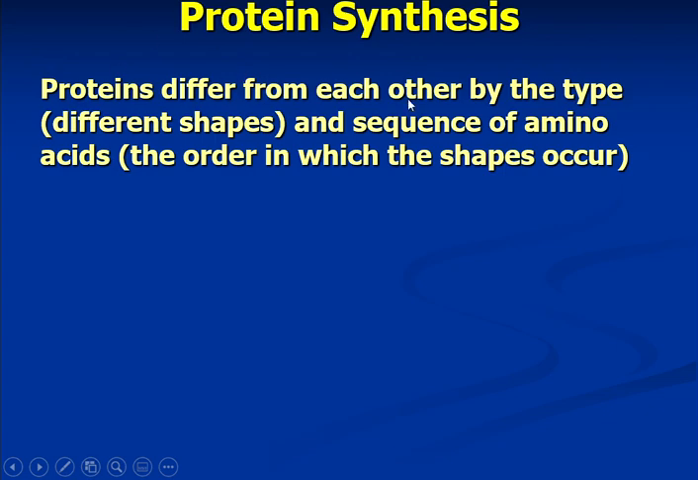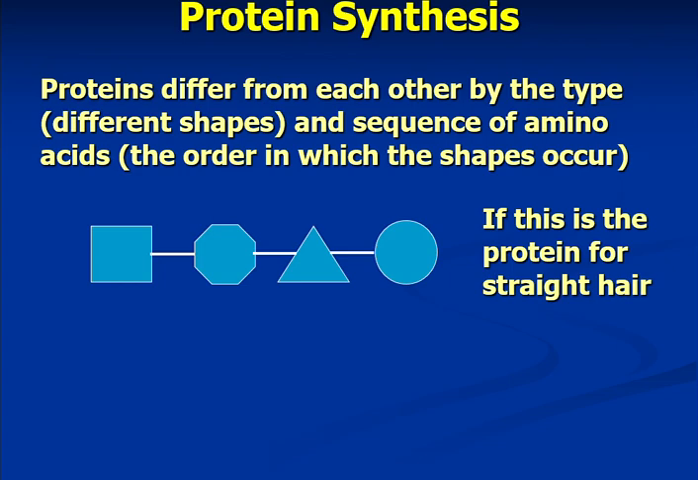So let's give this a little bit of a visualization. Let's say that this chain of 4 amino acids, in this order, represents the protein for straight hair. So if you have this sequence of amino acids, you are going to have straight hair.